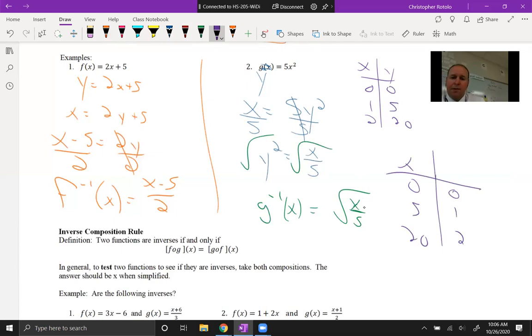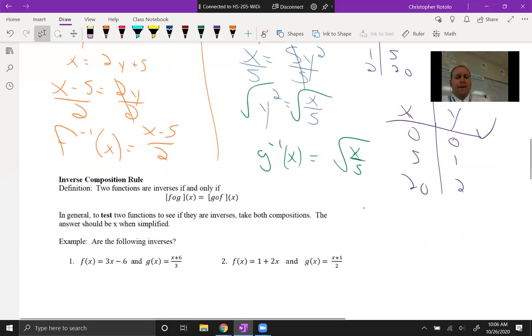So 0 divided by 5 is 0, square root is 0. 5 divided by 5 is 1, square root of 1 is 1. And 20 divided by 5 is 4, square root of 4 is 2. So it does work out just working with our tables. So you have a way to check. It's not just, hey, Mr. Tullis said do this, and then all of a sudden it works. Okay, so you can always make a table to check.